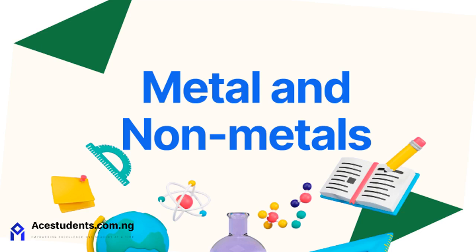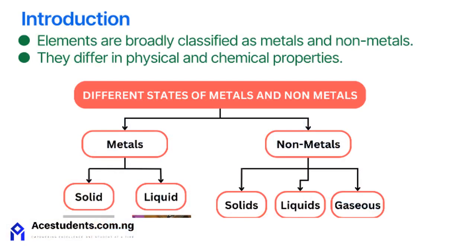Welcome to this presentation on metals and nonmetals. We will explore their physical and chemical properties, key differences, and real-life uses. Elements in the periodic table can be grouped into two major categories, metals and nonmetals. These two types have very distinct characteristics.